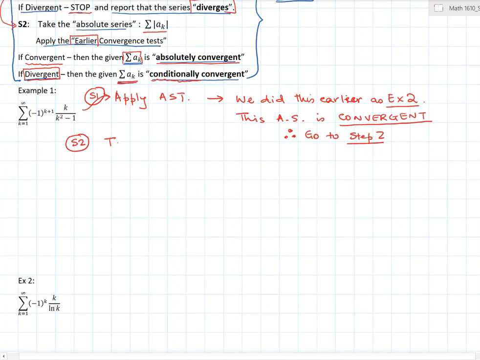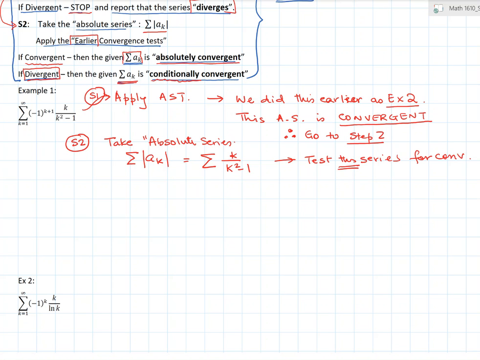So in step 2, we take the absolute series. Absolute series means we're going to take the absolute values of AK, which means drop the alternating signs, and we are left with K over K squared minus 1. So now we have to test this series for convergence. If you think about it for a few seconds, you will realize the most efficient way would be to use the limit comparison test, because this has a rational expression as its terms. So since we have rational expressions, we should use the limit comparison test.